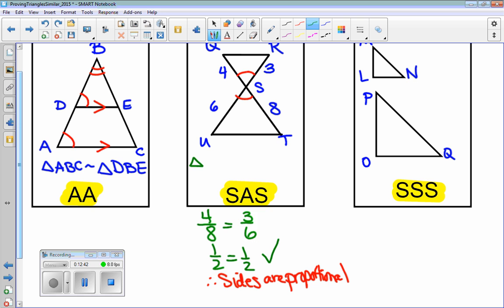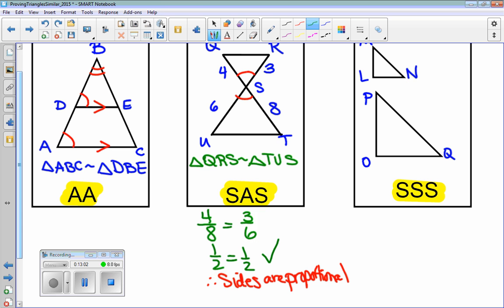So we're going to say triangle QRS is similar to which triangle? We have to write it in corresponding order. TUS. Very good. Excellent.